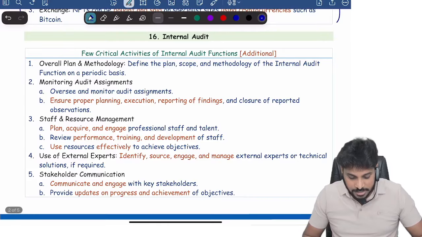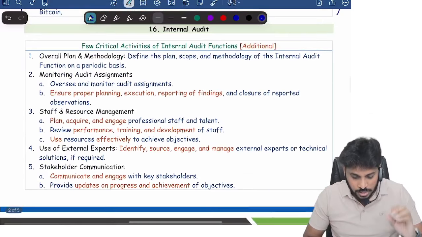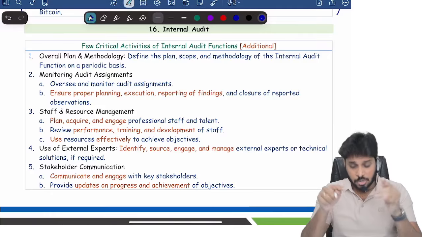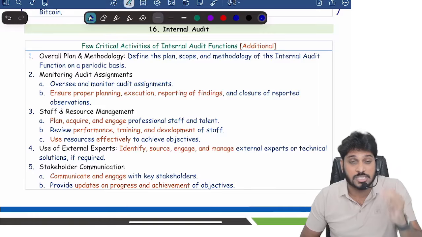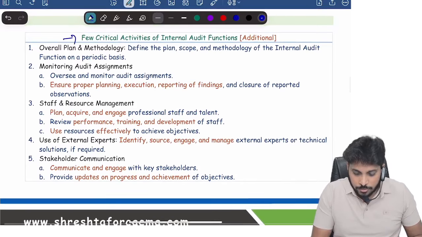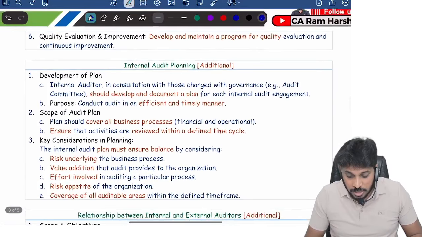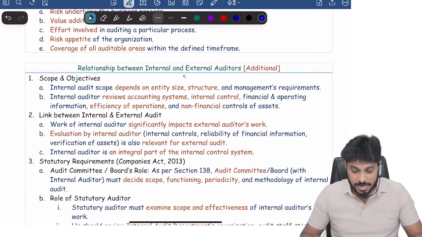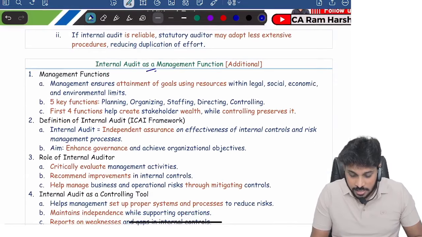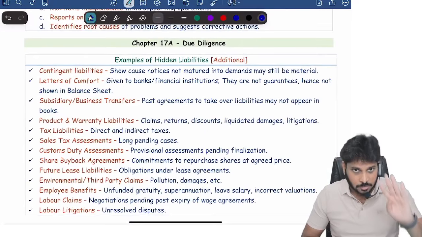These are additional topics. Internal audit, just 5 pages as a whole. Totally, this is just 5 pages. That too, you should read this only after you finish the main GOAT Notes. So don't even touch this until then. And what are a few critical activities of internal audit function? What is internal audit planning? What is the relationship between internal and external auditor? And internal audit as management function. That's it. These 4 topics.